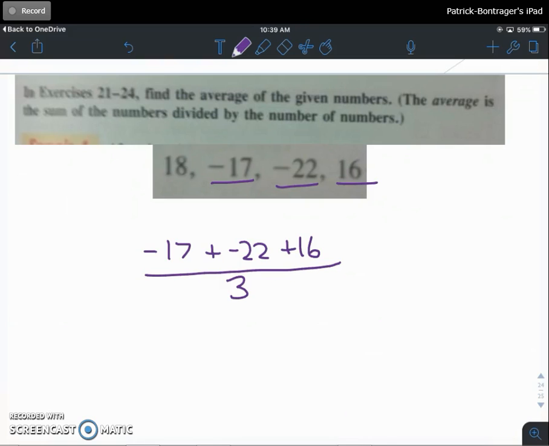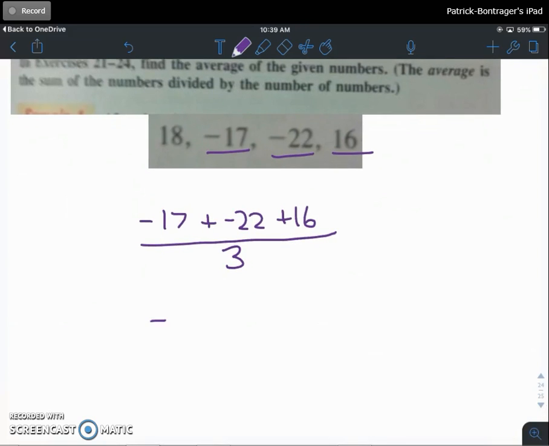Negative 17 plus negative 22 is negative 39. Again, opposite signs, we're going to take the difference of the two numbers and keep the sign of the larger number. So the difference of 39 and 16 is 23, and it's going to be negative 23. So my average is negative 23 thirds. 3 does not go into negative 23, so that would be my answer.